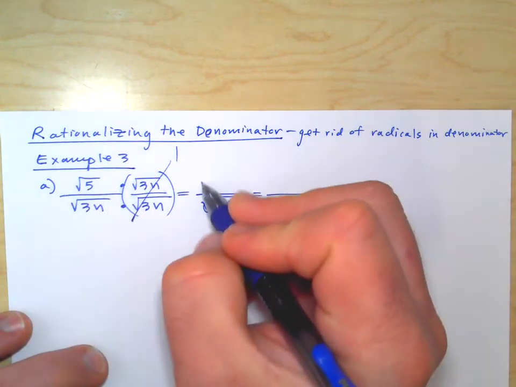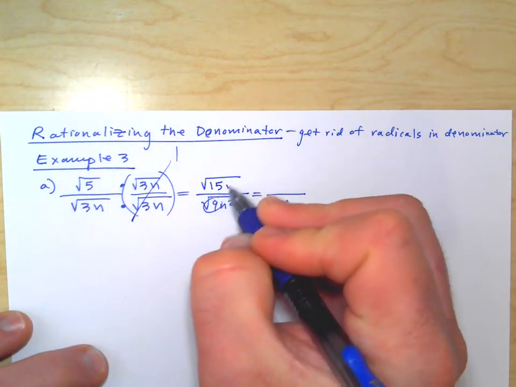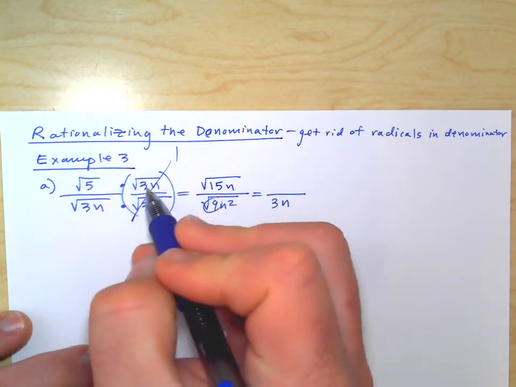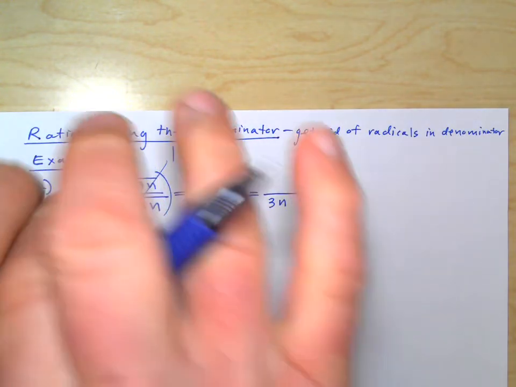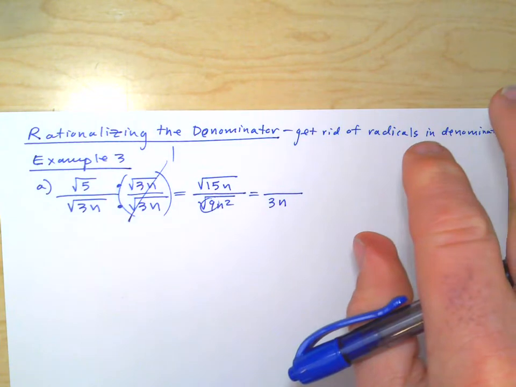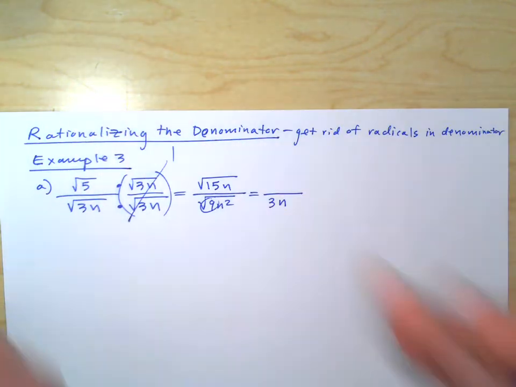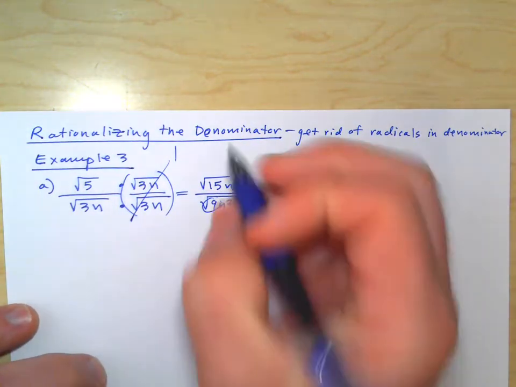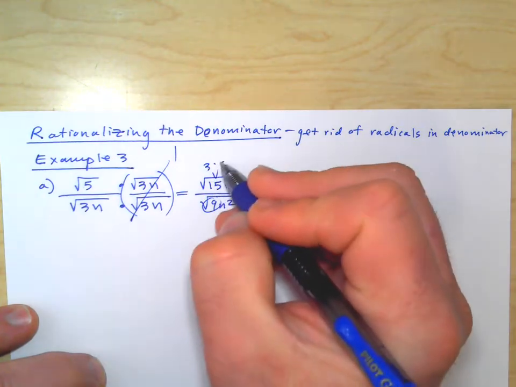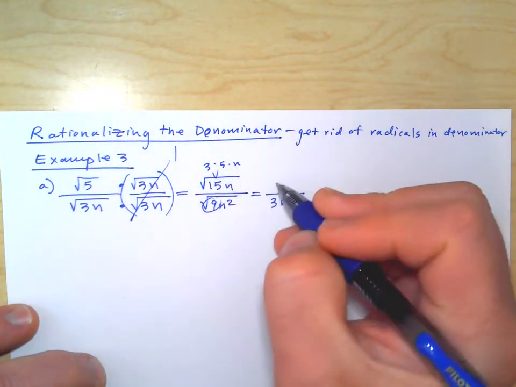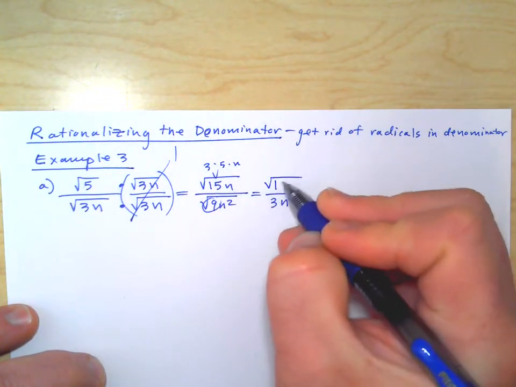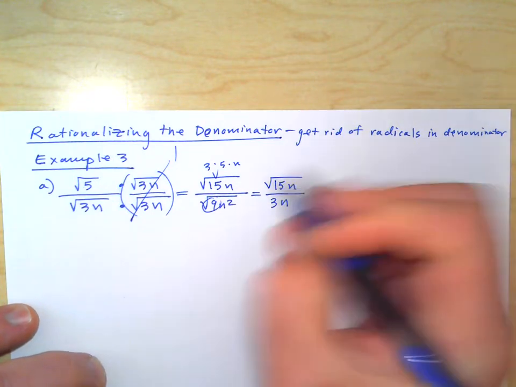Now on the top, it's going to be square root of 15n. Square root of 5, square root of 3n. The rule that allows us to break up square roots for multiplication also allows us to bring them back together. Now, can we take anything out of 15n? 3 times 5 times n. No pairs, no perfect squares. So it just stays square root of 15n.